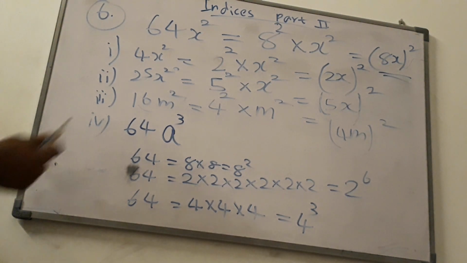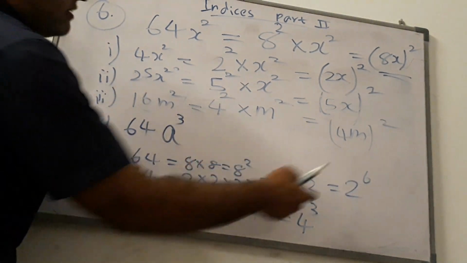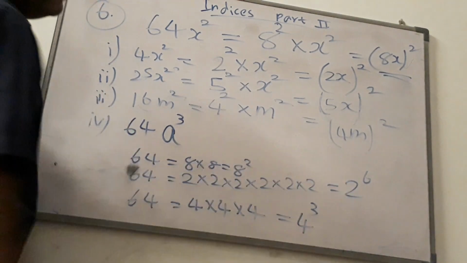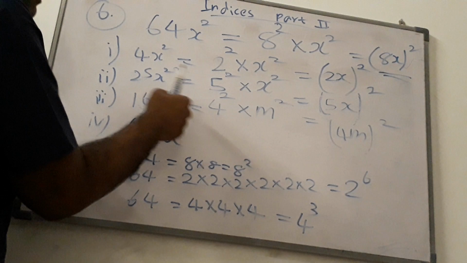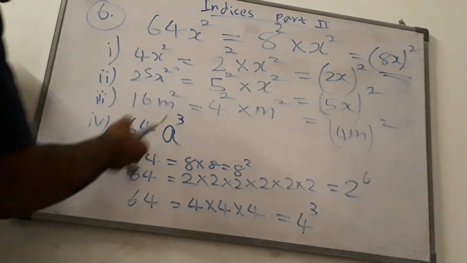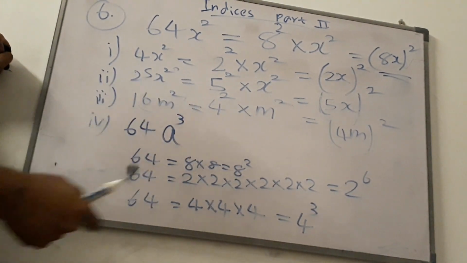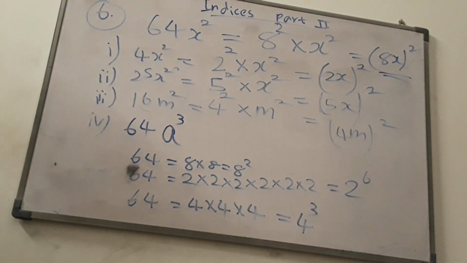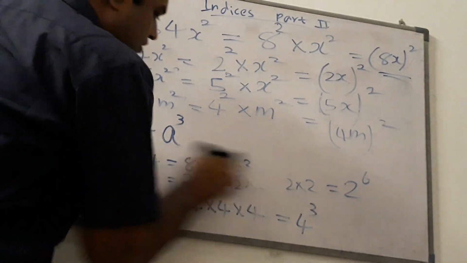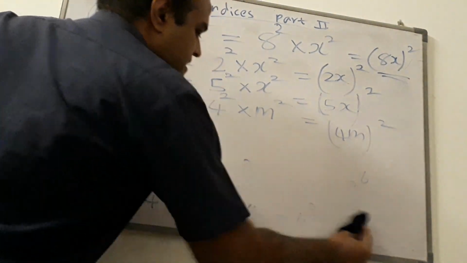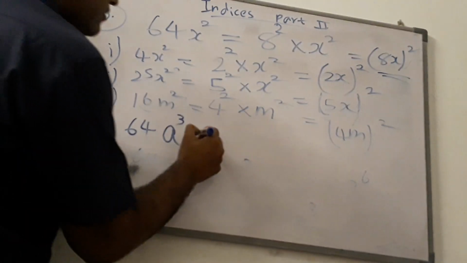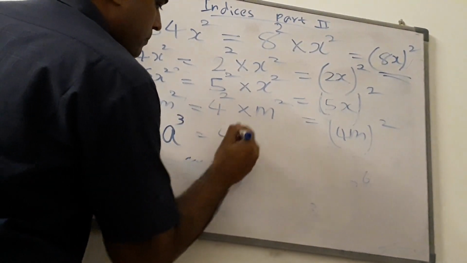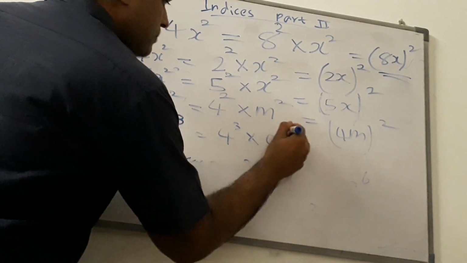We can write 64 either in the 8 squared way, or 2 to the power 6, or 4 to the power 3. Here the index of AM is to the power 3, so I am going to write 64 also with a power of 3. The only base with the power of 3 is 4. So I am going to write 64 as 4 to the power 3. So we can write 64 as 4 to the power 3 times a to the power 3.